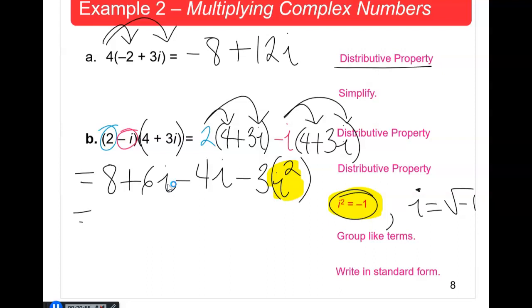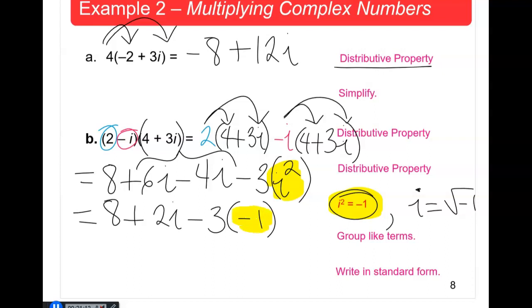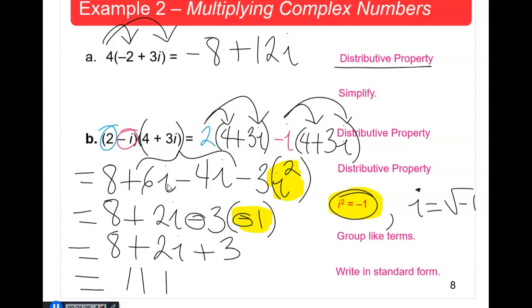So if we continue going, we have 8. Let's combine the like terms here. So 6i minus 4i will be 2i. And then here we're going to have negative 3. We replace that i squared with the number negative 1, just like that. Then we keep simplifying 8 plus 2i. And you know that we are going to have a double negative here, so that will turn that into a positive 3. And finally, we combine like terms. So 8 plus 3 is 11. And then we have plus 2i. And that will be the final answer.